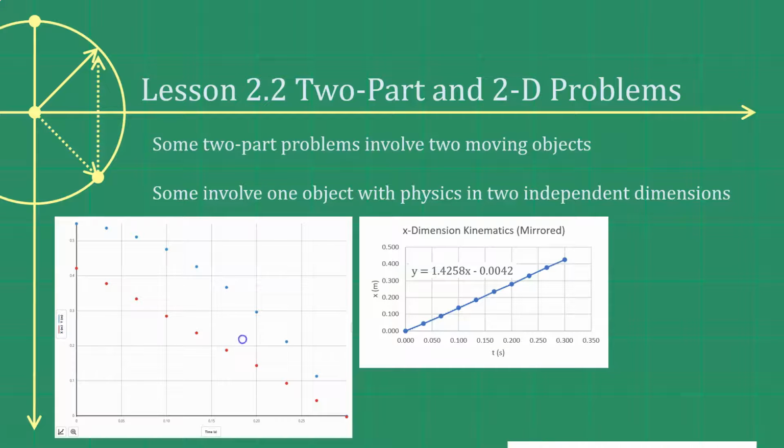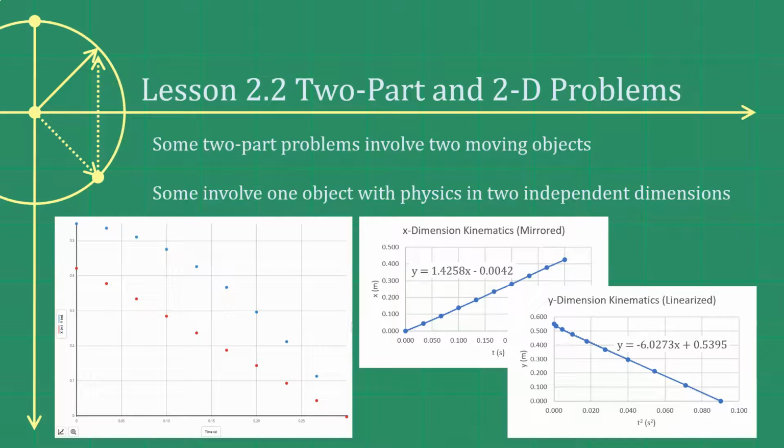In the y dimension, when I linearize the parabola, I see that it's moving downward with an acceleration about double the slope of this graph. So double the slope of this graph is about 12 meters per second squared. I measured the acceleration to be about 12 meters per second squared toward the ground.